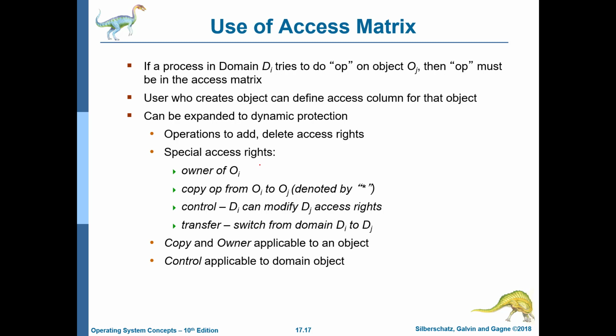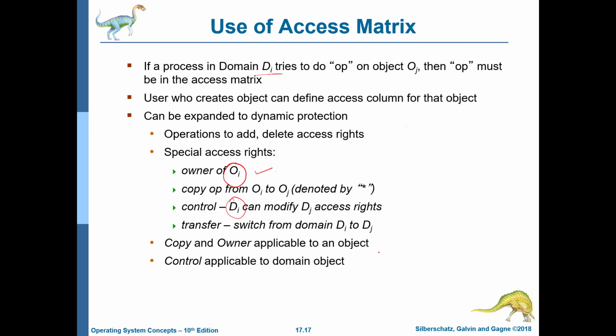So what is the use of the access matrix? Well, anytime a user of a certain domain or a process in a certain domain tries to access a certain object, then the access matrix can check if that operation is allowed or not. Furthermore, the access matrix can be modified. Particularly, the owner of an object can definitely modify the access matrix. And then permissions can be copied. And if, let's say, a given domain has the permission to change access rights, it can do so.